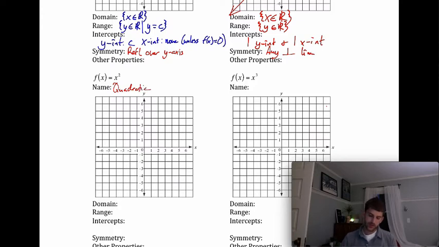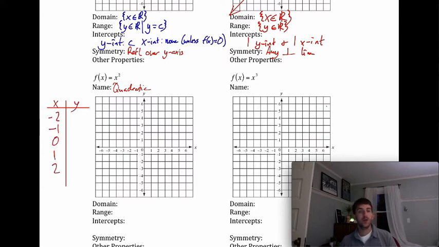So let's choose those same x values just for simplicity's sake. X, y, with -2, -1, 0, 1, and 2. And we're going to square each of those. So -2 squared is 4, -1 squared is 1, 0 squared is 0, 1 squared is 1, 2 squared is 4. I said it, but I wrote it wrong. So we've got coordinates at (-2, 4), (-1, 1), (0, 0), (1, 1), (2, 4).